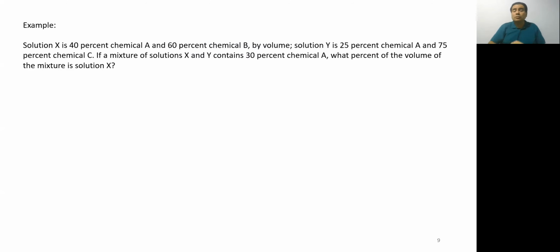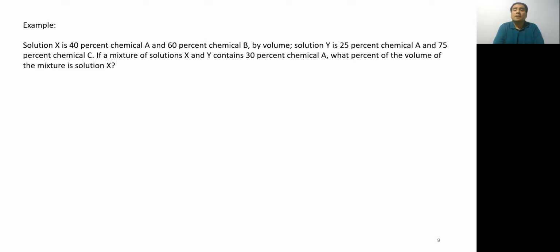Let's review an example. Solution X is 40% chemical A and 60% chemical B by volume. Solution Y is 25% chemical A and 75% chemical C. If a mixture of solutions X and Y contains 30% chemical A, what percent of the volume of the mixture is solution X?